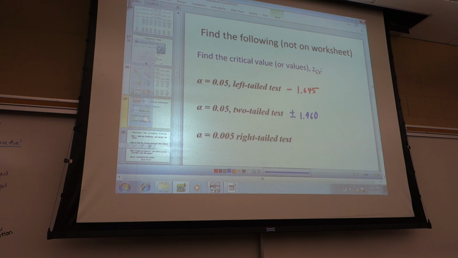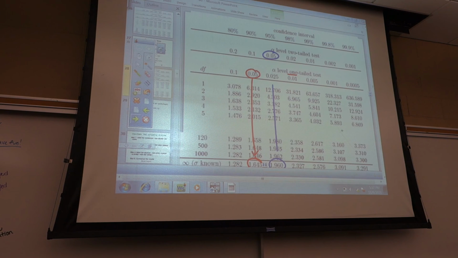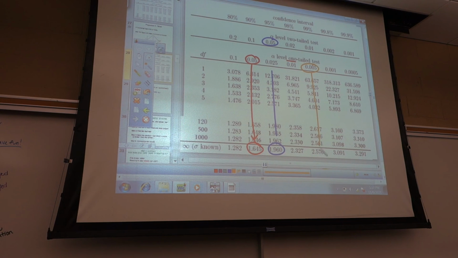And then the last one, let's see, 0.005 right-tailed. Lindsay, what'd you get? 2.576. Positive or negative? Yeah. Positive. 2.576. And again, one-tailed, right here, all the way down. And because it's right-tailed, it should be positive. Good? All right.